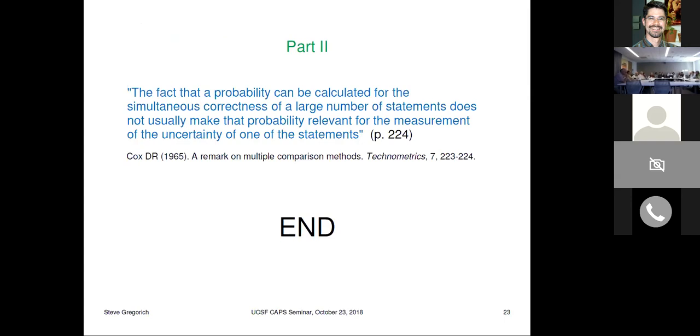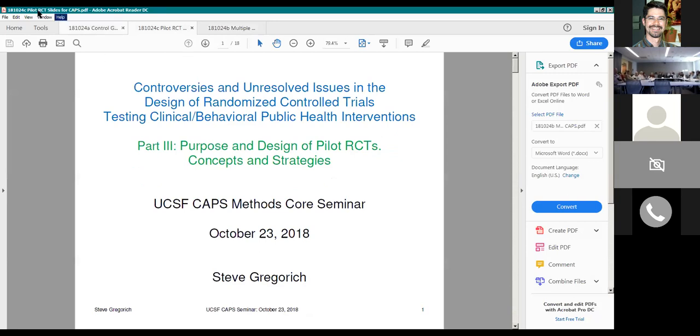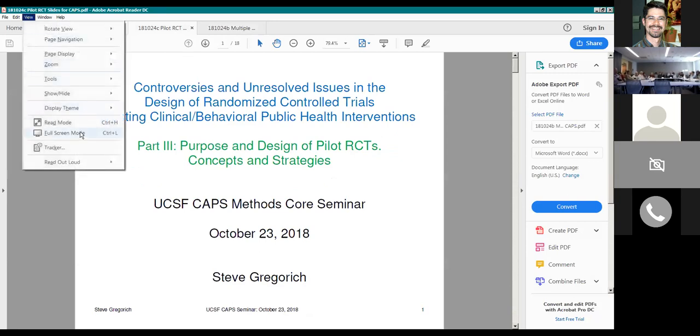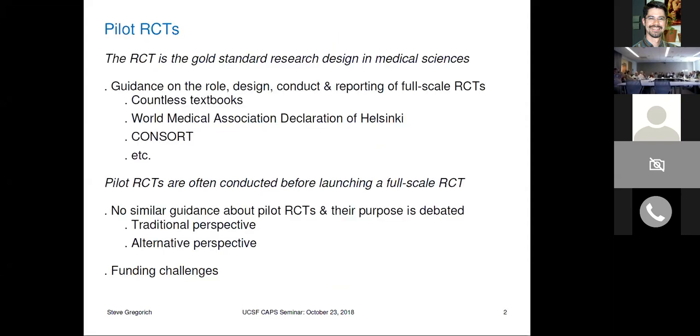So that's the end of part 2. And we're doing pretty good because I think we have about 40 minutes left for the last topic. Okay, are we ready to go? Okay. So, purpose and design of pilot RCTs. More controversy.